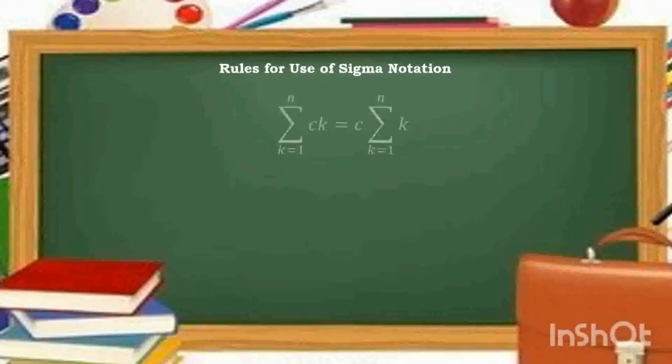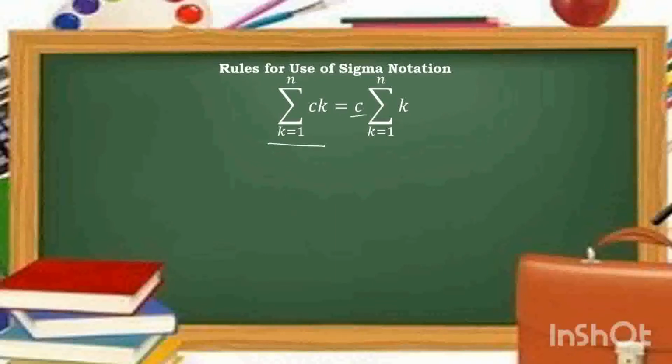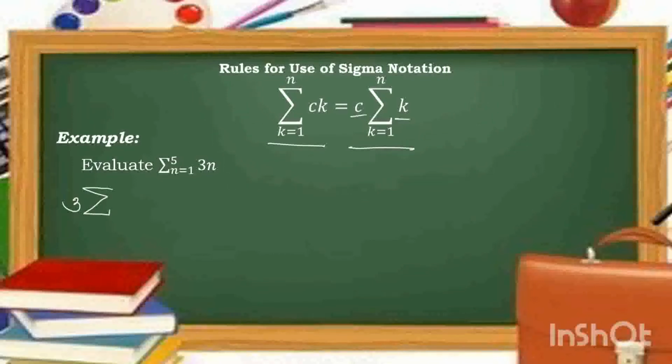For the second rule, if we are given a sigma notation which looks like this, we can find the sum by simply multiplying c with the summation of k as k goes from 1 to n. For example, evaluate 3n as n goes from 1 to 5. So let's apply this property. So c, the constant, is 3 times the summation of k, where n goes from 1 to 5.